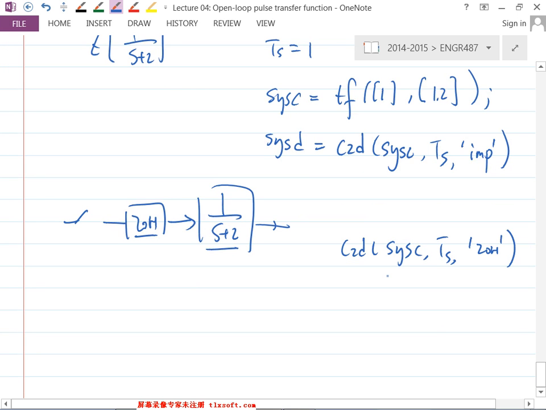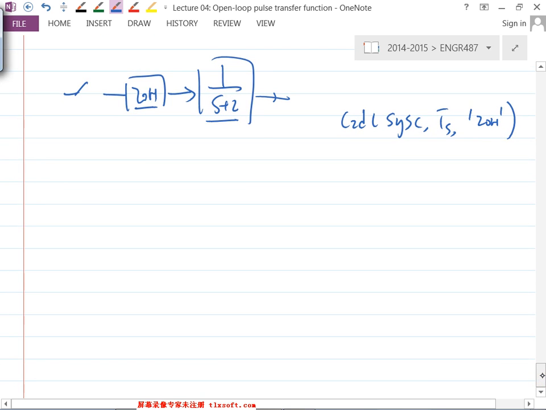Okay. So let's keep going a little bit here. That's the material. Any questions? All good? All right. So let's keep going on this open loop pulse transfer function, right? So now let's look at a little bit more complicated open loop.